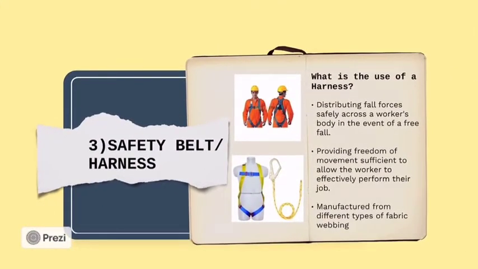The next body protection is the safety belt or harness. What is the use of a harness? A harness distributes forces safely across a worker's body in the event of a free fall. A harness can provide freedom of movement sufficient to allow the worker to effectively perform their job. And harnesses are manufactured from different types of fabric webbing.